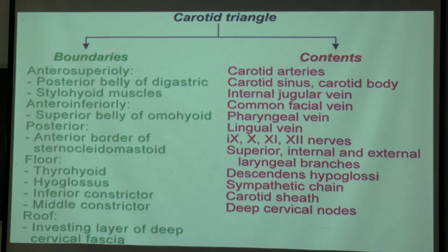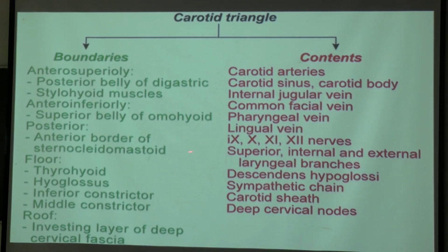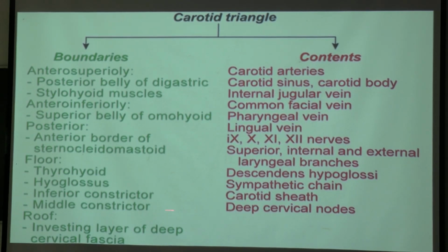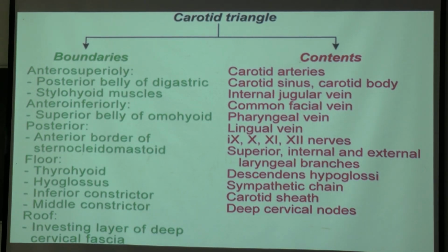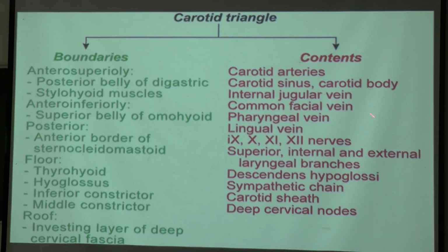So boundaries of the carotid triangle: anterior-superiorly, posterior belly of digastric and stylohyoid; anterior-inferiorly, superior belly of omohyoid; posterior boundary, anterior border of sternocleidomastoid. Floor is by the thyrohyoid, hyoglossus, inferior constrictor, middle constrictor, and roof is formed by the investing layer of deep cervical fascia. Contents are carotid arteries, carotid sinus and carotid body.